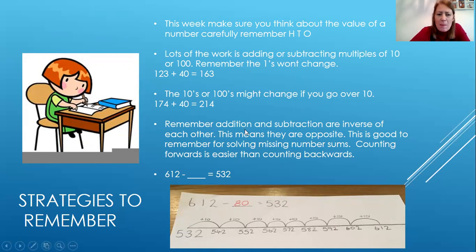Another tip, remember that addition and subtraction are inverse of each other. That means they're opposite. It's good to remember this for solving some missing number sums which you've got one day. Remember, counting forwards is easier than counting backwards.